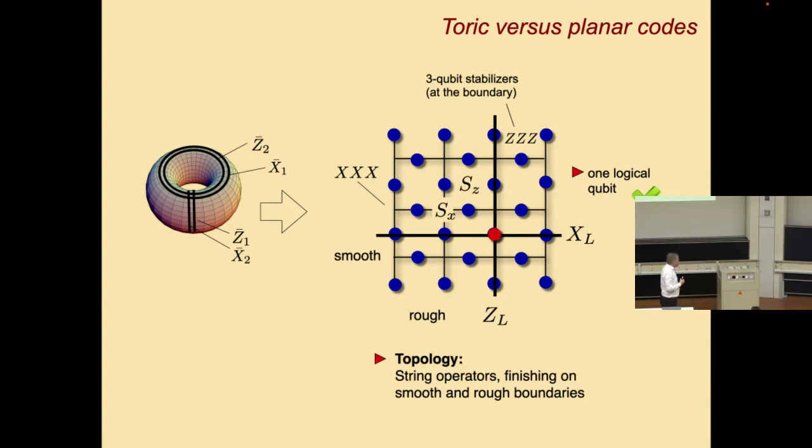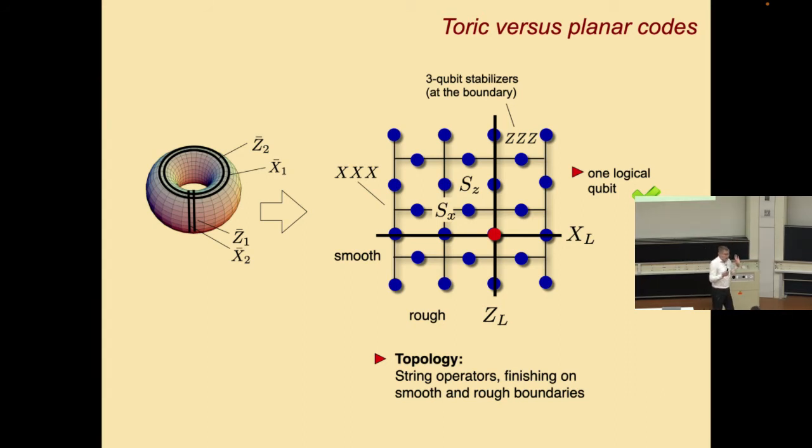And now you might ask, okay, where's now the topology? Here the topology was in these non-contractible loops. Here it's about non-contractible strings that start, say, on this smooth boundary where you have this X stabilizer and end on another smooth boundary. So that's a string that goes from left to right. And similarly, the Z-type operator here would start at this rough boundary, or spiky boundary, if you like, on one boundary and go down to the other.